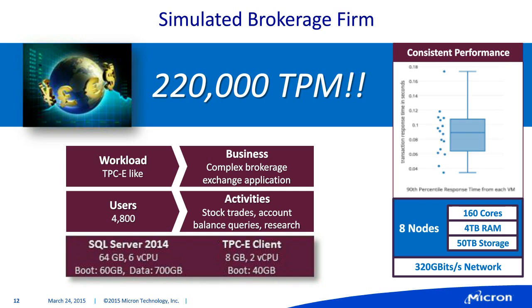So when we executed this workload against 16 virtual machines running in our vSAN, we measured north of 220,000 transactions per minute. And what's really interesting over at the right, if you look at the consistent performance, we saw a very tight distribution of latency. So the application performs very, very consistently when it's run on vSAN.